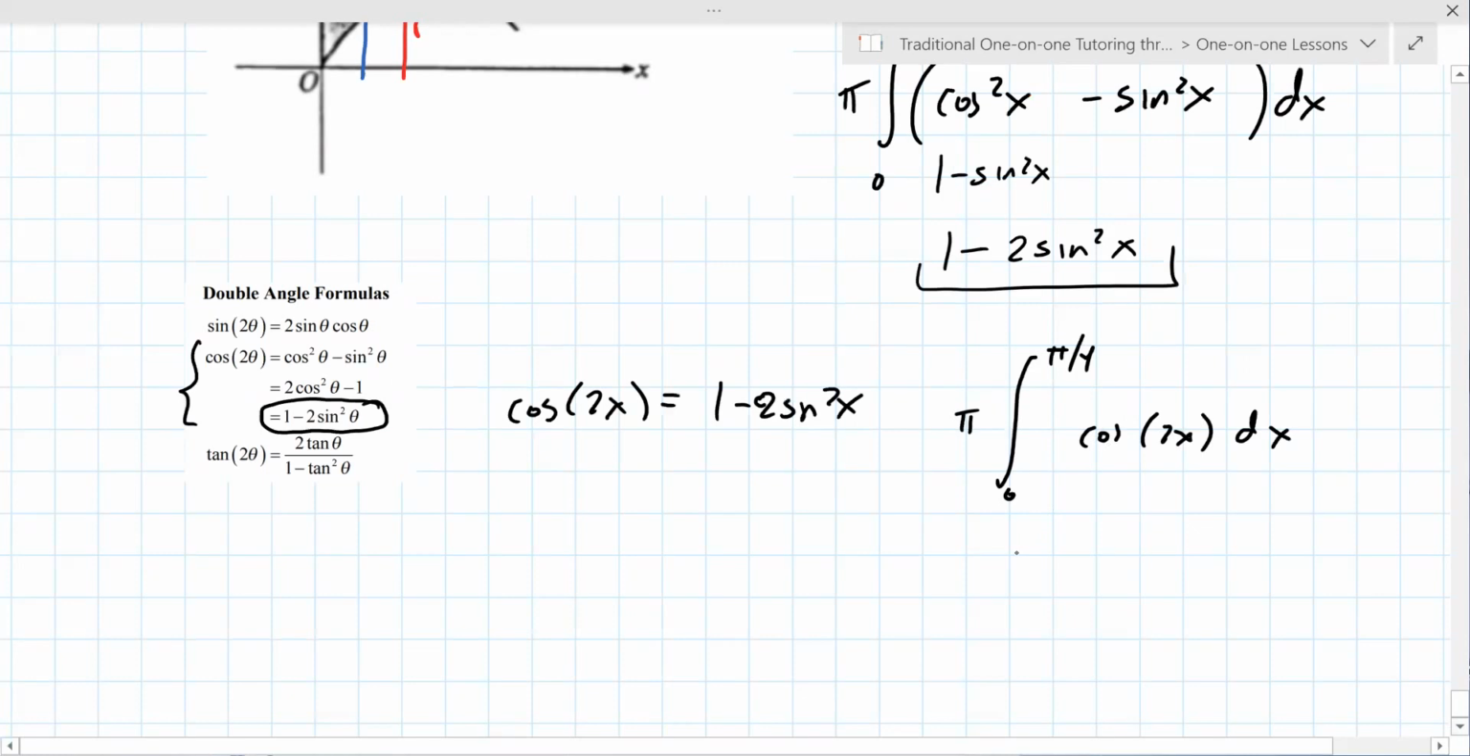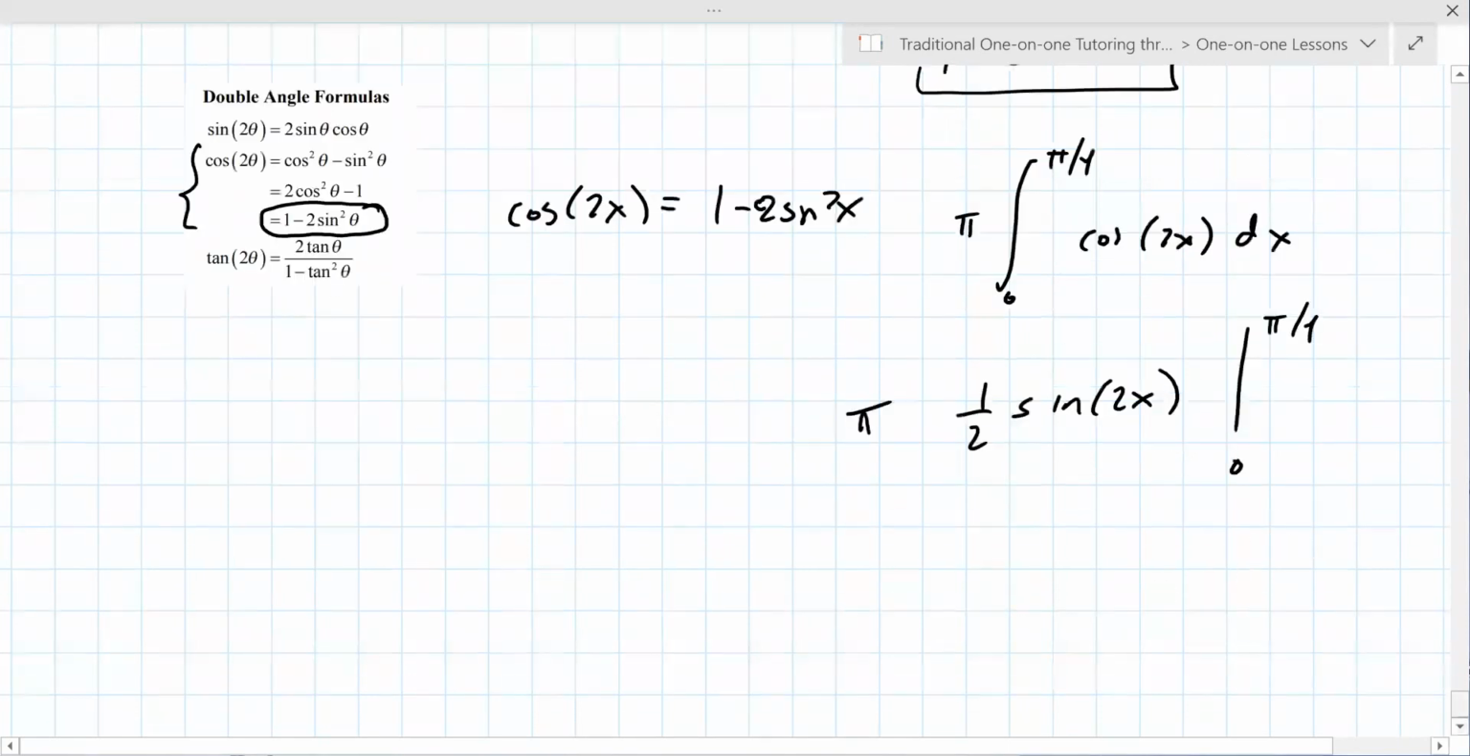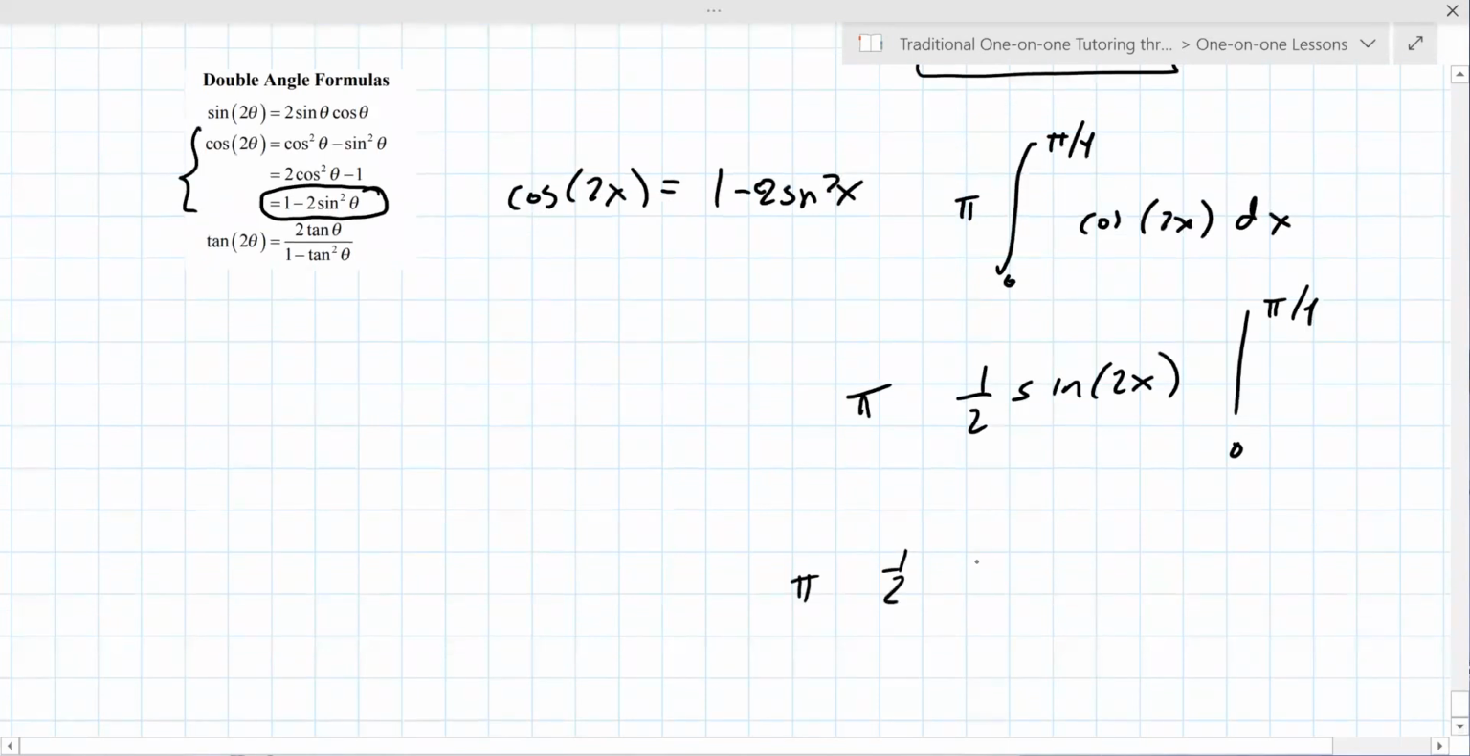Antiderivative of cosine, so we got 1/2 sine 2x. The 1/2 comes from the derivative of this. And so it's pi times 1/2 sine 2 times pi over 4. Sine of pi over 2 is 1, sine of 0 is 0. So this is pi over 2, which is 1. So this all just becomes 1/2 pi.